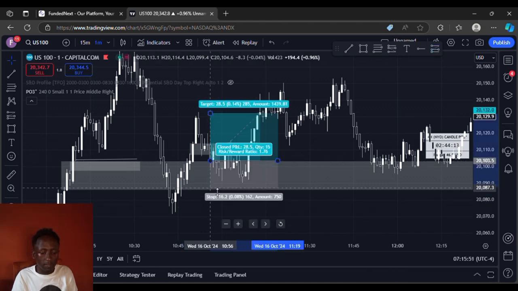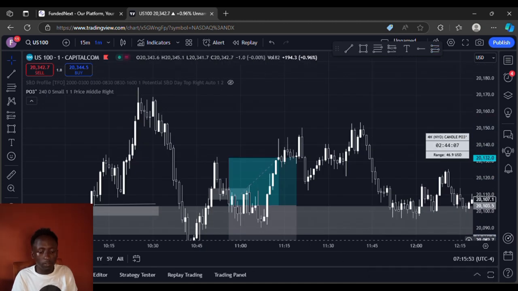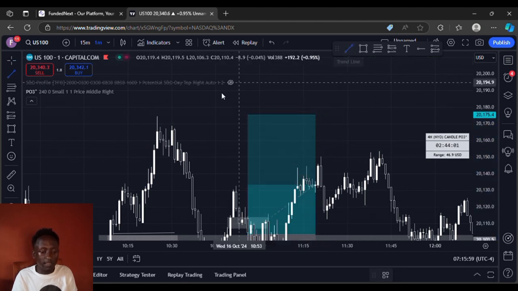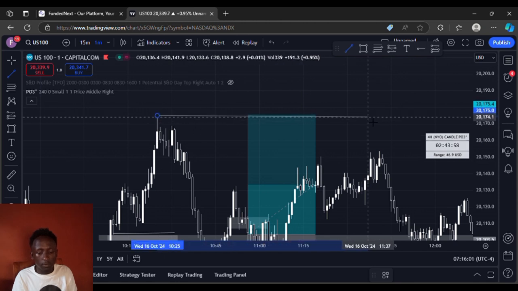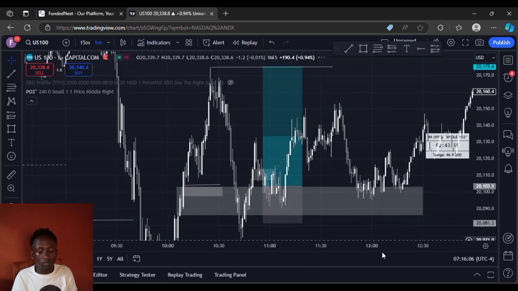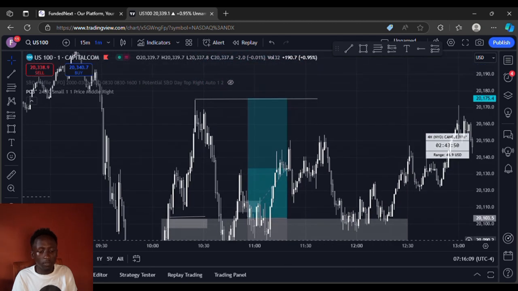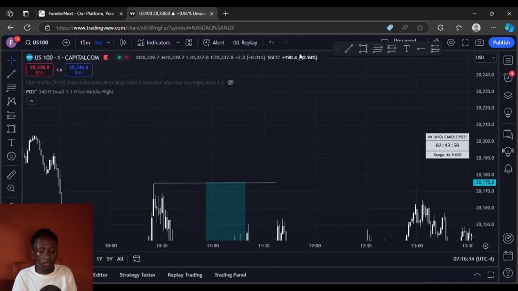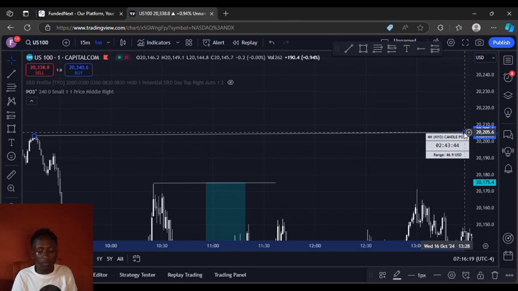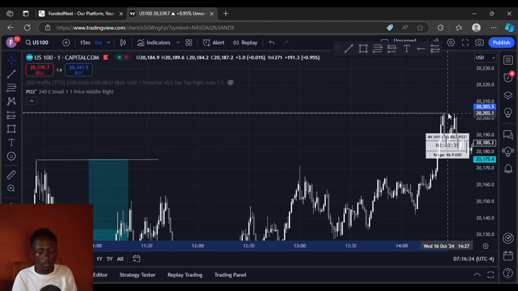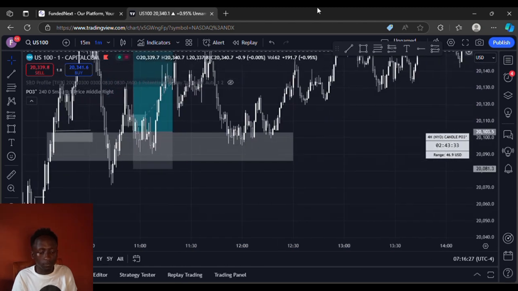Put my stop at this low, and the first target was this internal buy side, and the rest I was hoping to take off at this external sell side. The rest of the target was this external buy side. Those were the areas which I was targeting, which got hit. I think, yes, got hit.